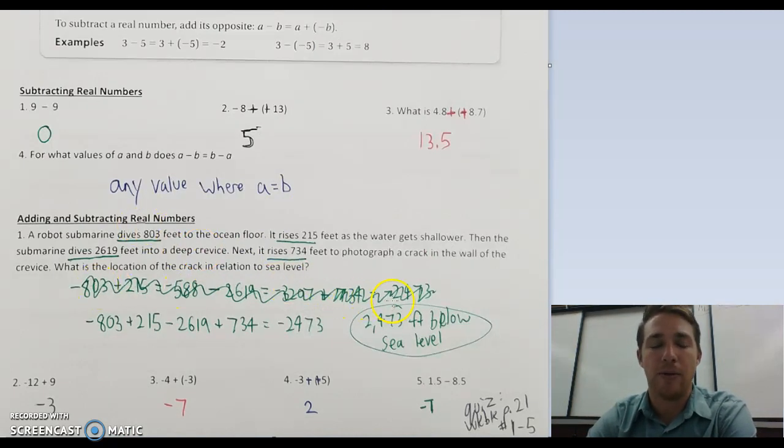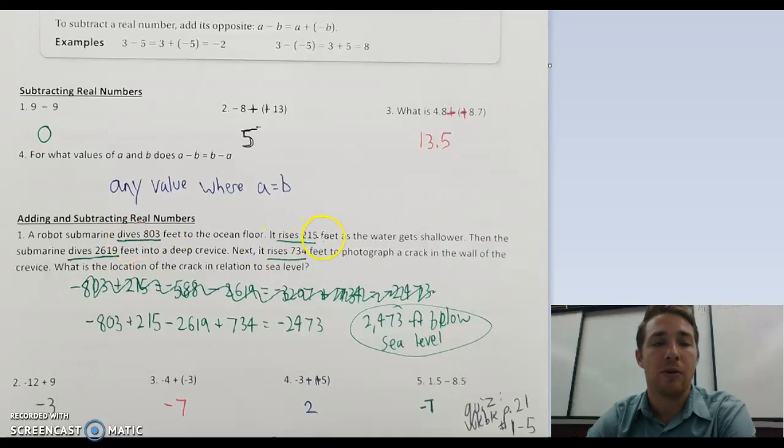So this next word problem, I did a little bit differently the first time. It was a right way of doing it, but it was kind of confusing to write, so I did it a second time underneath. And let's look at that information. A robot submarine dives 803 feet to the ocean floor. And again, I underlined dives 803 because I think that information is going to be important.